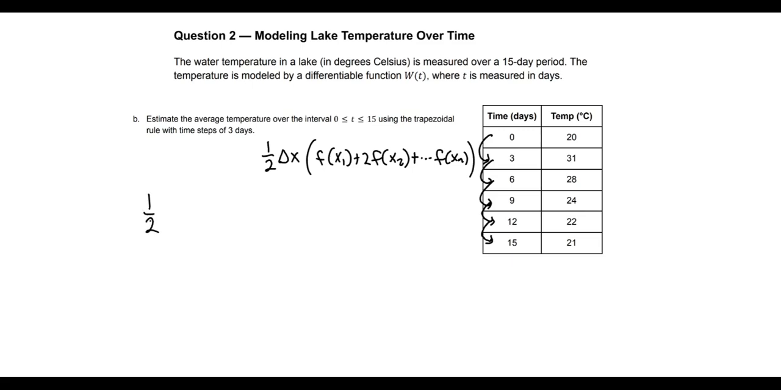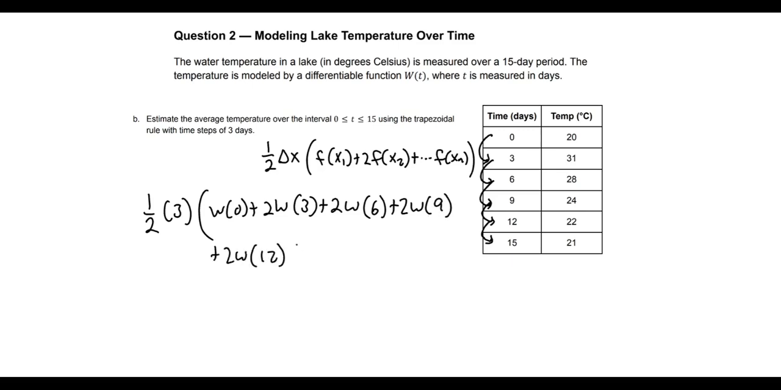So here's what we're going to have. We're going to have 1/2 times delta x, which is 3. And then we're going to do f of 0 plus f of 3. Or maybe I should be using w at this stage. We'll do w of 0 plus 2 times w of 3 plus 2 times w of 6 plus 2 times w of 9 plus 2 times w of 12 plus w of 15. So the first and the last piece, w of 0 and w of 15, those are not multiplied by 2. It's only the middle pieces that are multiplied by 2 here.